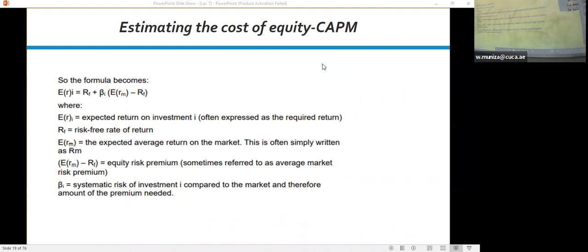ERM over here is the expected average return on the market, minus RF, that is the risk-free return. They also explain that ERI is the expected return on investment, RF is the risk-free rate of return, and ERM is the expected average return on the market, often simply written as RM. ERM minus RF is the equity risk premium, sometimes referred to as the average market risk premium. And BI is the systematic risk of investment I compared to the market, and therefore the amount of premium needed.